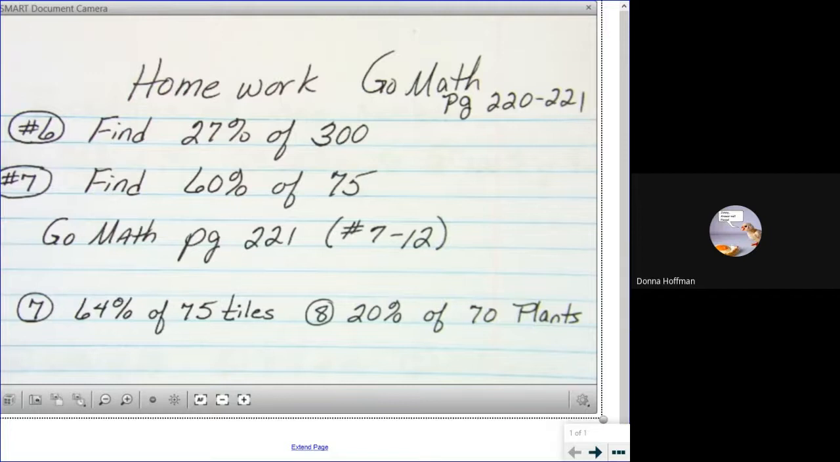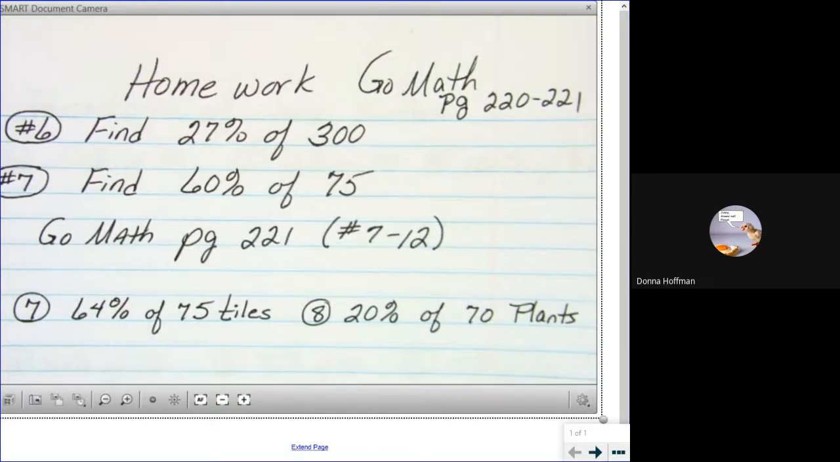Okay, so this is going to be a review, picking up from yesterday's lesson where we left off. I assigned 2 problems under Your Turn, and then I assigned problems number 7 through 12 through the Go Math pages 221. So this is 27% of 300.